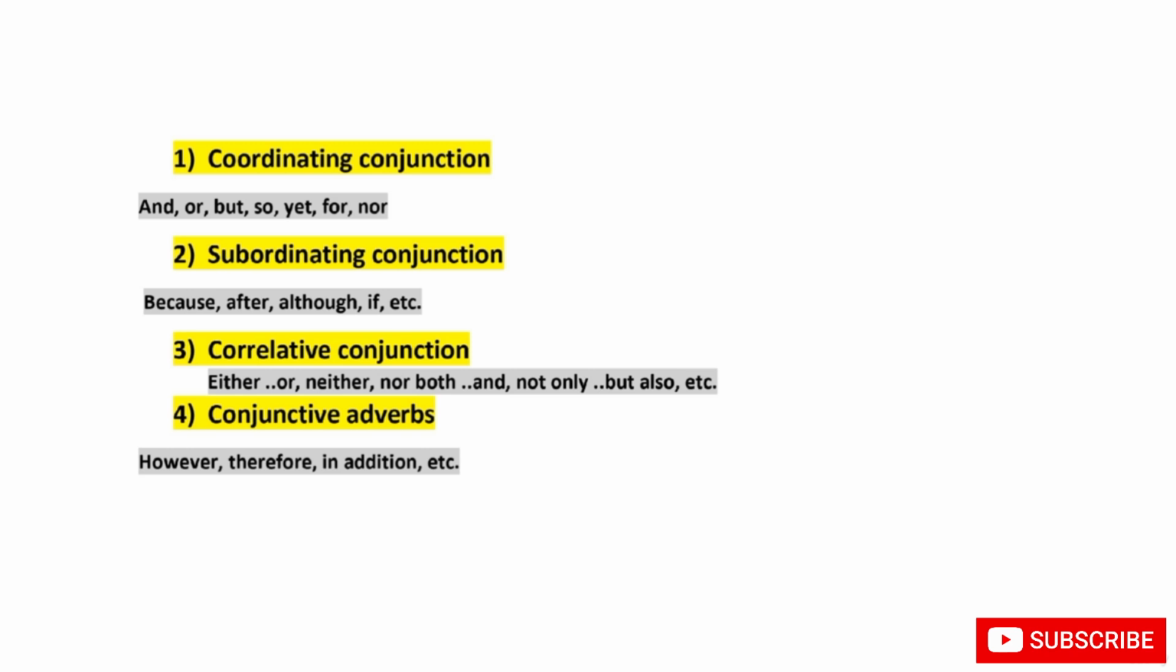Conjunctions come in 4 major types. Coordinating conjunctions, these are the words and, or, but, so, yet, for, and nor. Subordinating conjunctions like because, after, although, if, until, etc. Correlative conjunctions, these are pairs of conjunctions such as either or, neither nor, not only but also, etc. So in each one, you see two words that always go together.